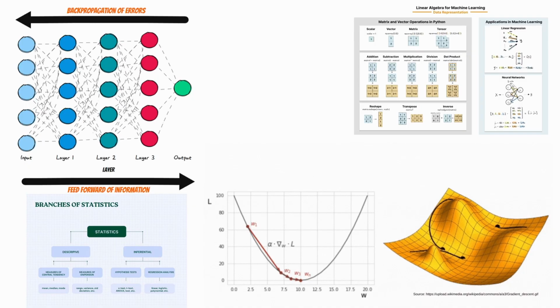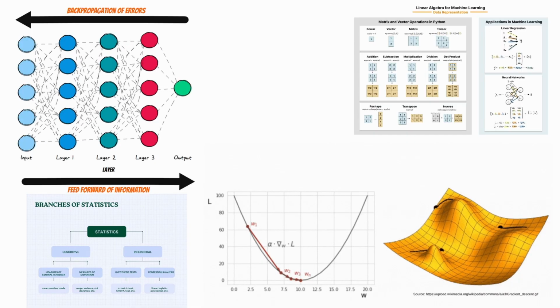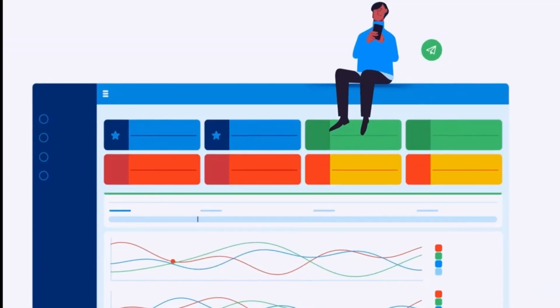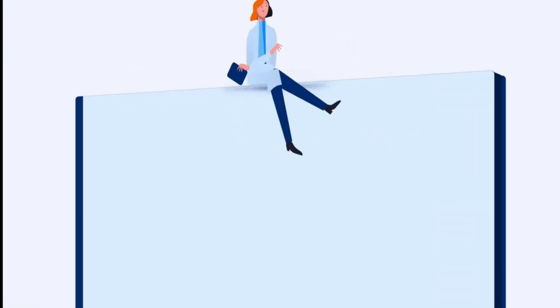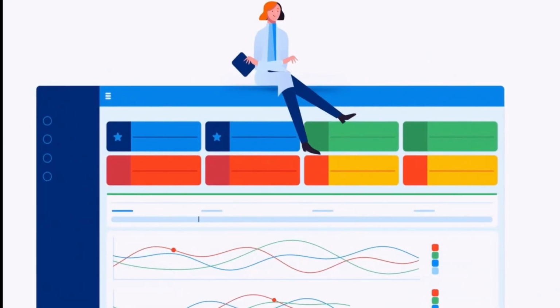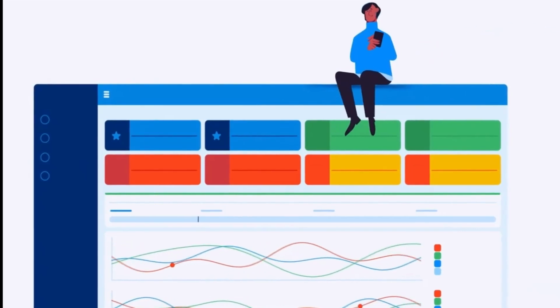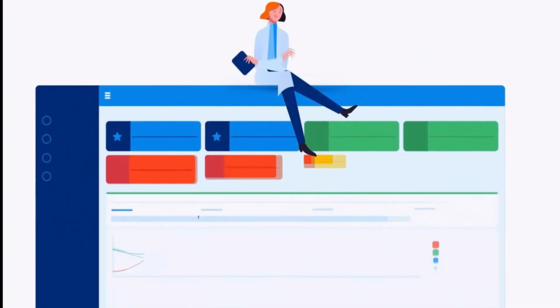Exactly. They're completely interwoven. Algebra provides the language, statistics the grammar for understanding, and calculus the engine for learning and optimization. A really powerful combination. It truly is. And understanding that interplay, the why behind just running the code, that's where real mastery lies. It's about building AI you can actually trust because you understand its foundations.